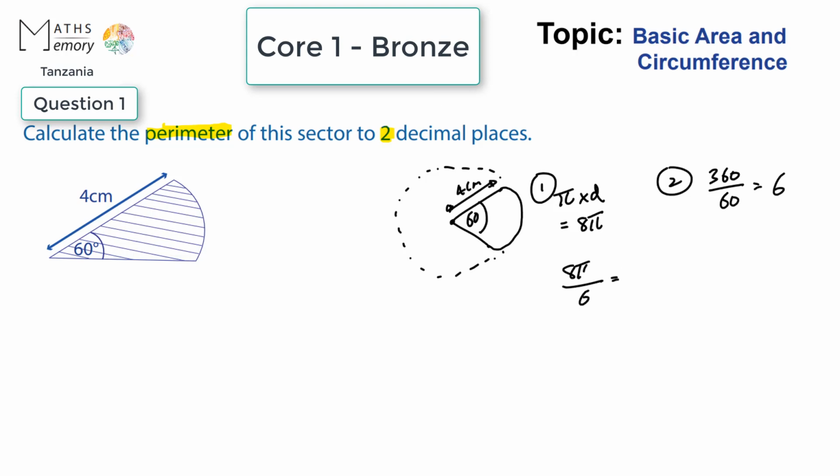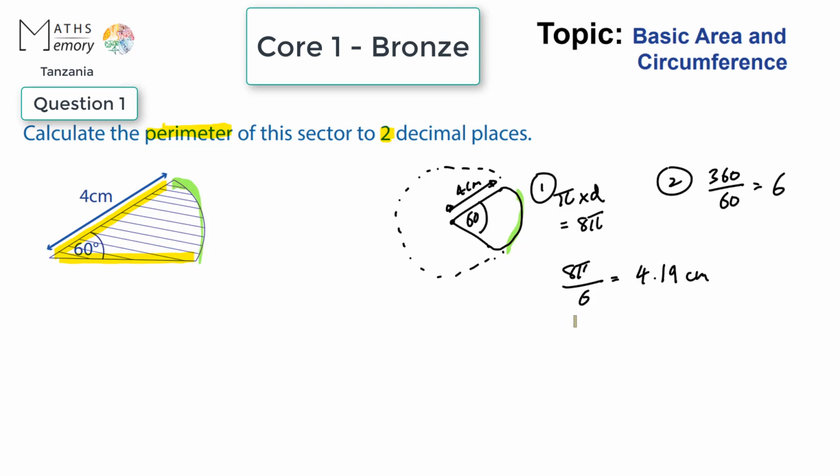So the arc is this bit over here. Let's call it this green bit. That's your arc. So that will be 8 pi divided by 6, which will be 4.19 to 2 decimal places. Now you want to find out, let's say, 3 parts to this. 3 parts comprise your perimeter. It's the radius, which is 4. This will be the radius as well, plus the arc.